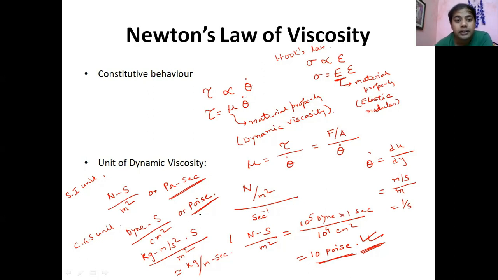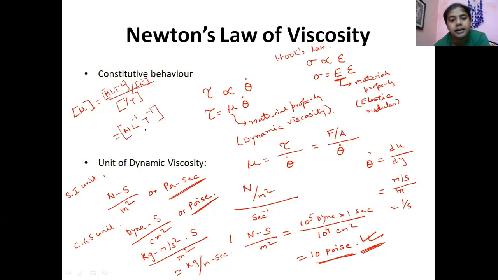Dimension-wise, what would be the dimension of the dynamic viscosity? The force dimension is M L t to the power minus 2, divided by the area. That is tau, and it is divided by the strain rate, which is 1 by t, inverse. So the dimension is M L minus 1 t minus 1. That is the dimension of the dynamic viscosity.